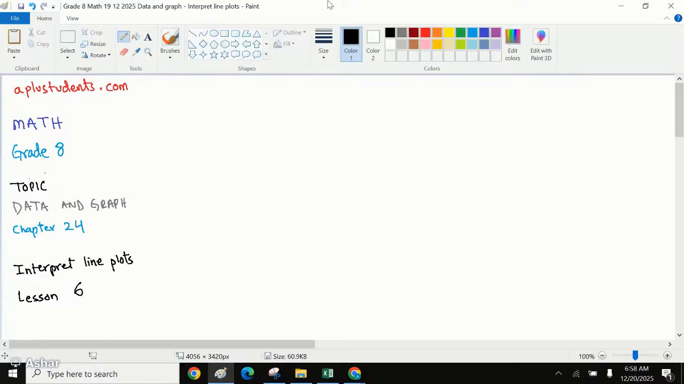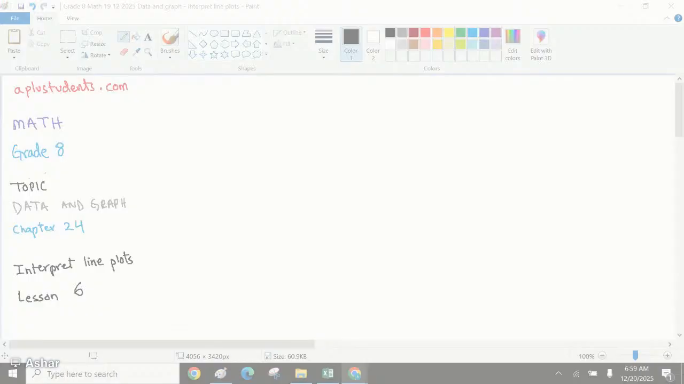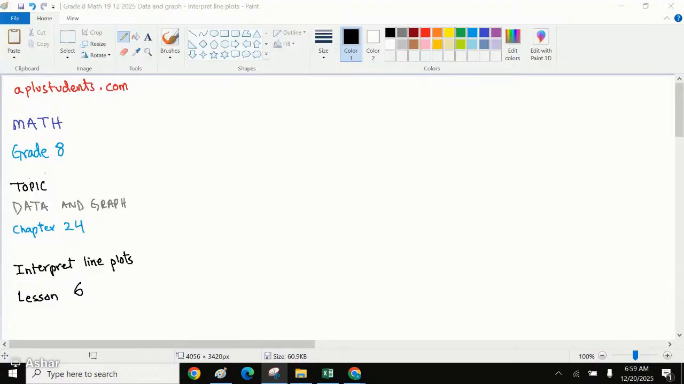So once we are on the website, we go to math, we go to grade 8. Then we go to chapter number 24, that is data and graph. And in data and graph, we go into interpret line plots, right? So we have questions on the screen. You would have the same questions on your screen. Let's start off with the topic. Okay. I'll just copy the question and we will continue with the question.